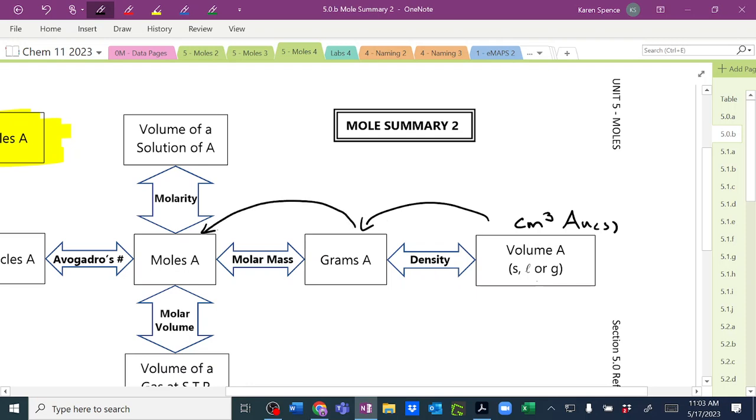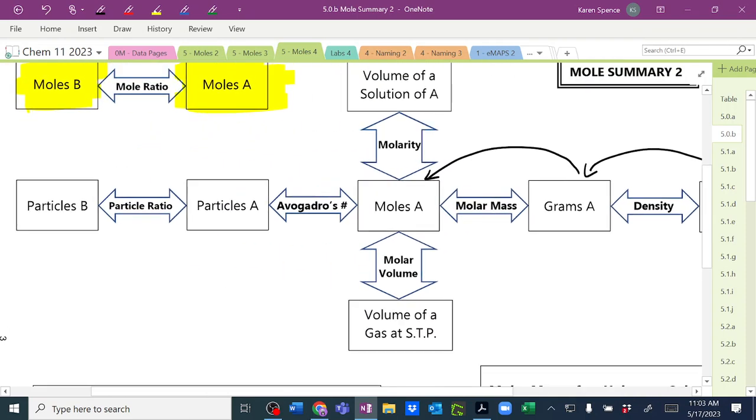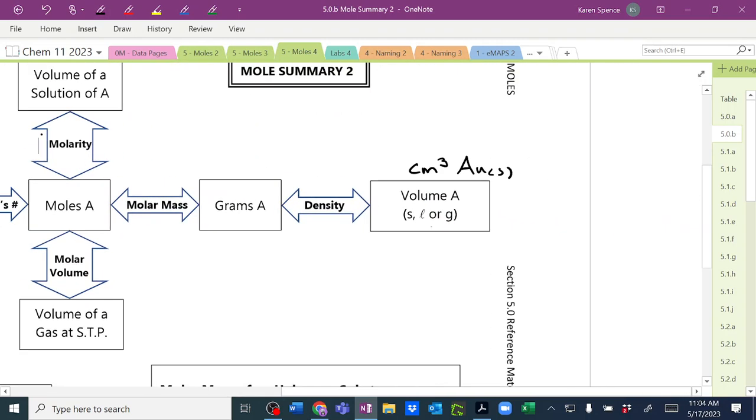moles. Could you find the volume of a solution? Would it make sense to go up here? No, because you have a solid, right? How about going to gas? Volume of a gas, would that make sense? No, because we're dealing with a solid, right? But I could ask you to find the number of particles in there. Yes? So you can follow this little map. If you want to memorize the map, you can, or you can just string things together as you wish.